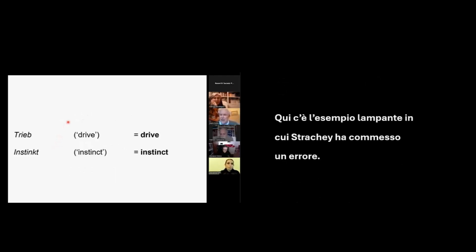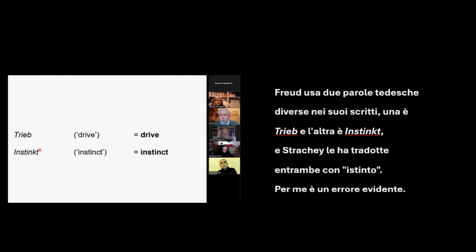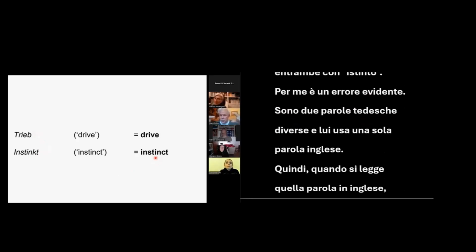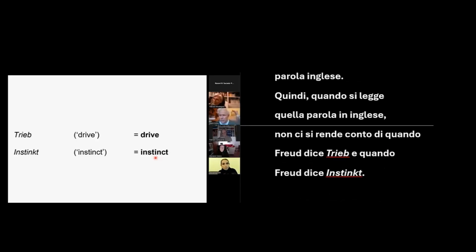Here is the outstanding example where Strachey made such an error. Freud uses two different German words in his writing. One of them is Trieb and another one is Instinkt, and Strachey translated them both as instinct. To me, that's an obvious mistake. They're two different German words and he uses one English word. So when you read that one word in English, you don't realize when Freud is saying Trieb and when Freud is saying Instinkt.